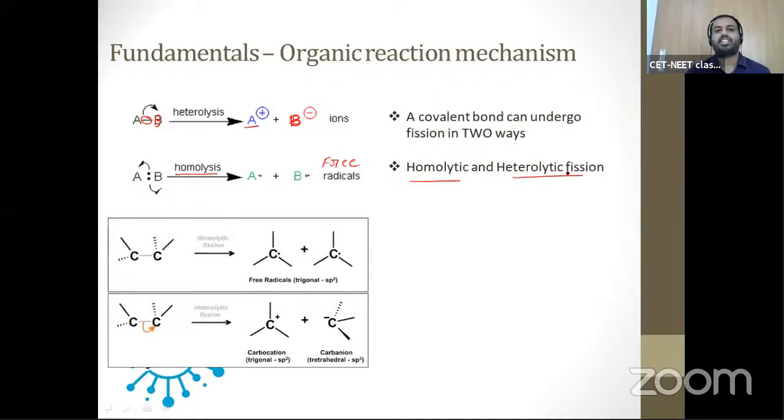This is just an illustration of it. See, homolytic fission again.